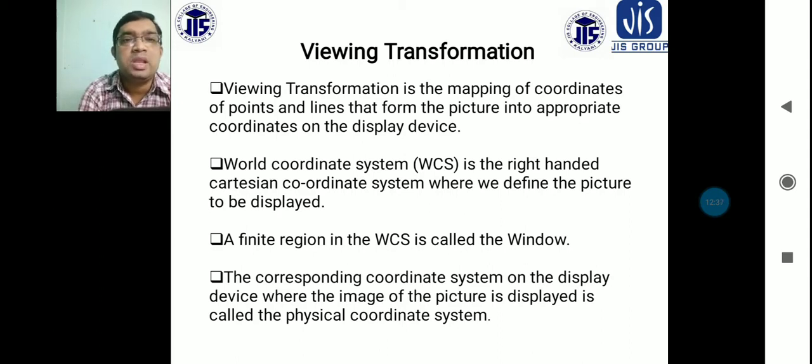The corresponding coordinate system on the display device, where the image of the picture is displayed, is called the physical coordinate system.